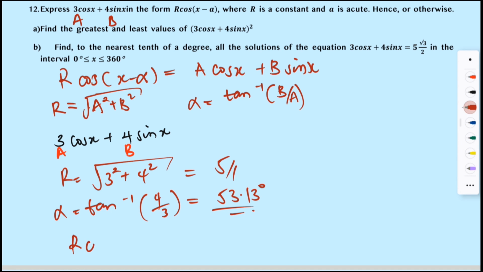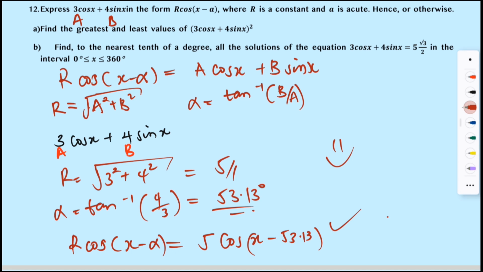Okay, I didn't see that properly. So x minus alpha, or the a, kind of looks like an a though. So this would be 5 cos x minus 53.13, which is acute. There we go. Smiley face.